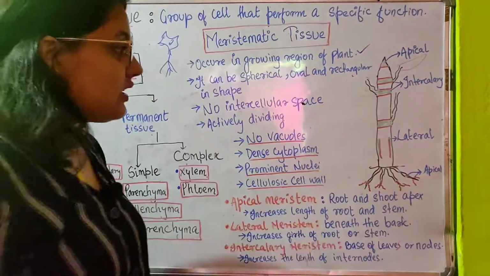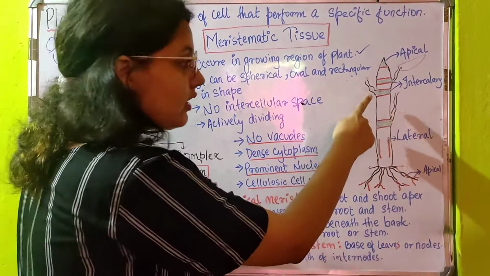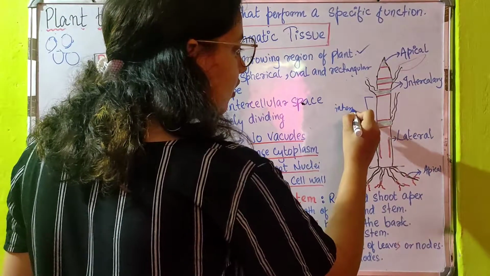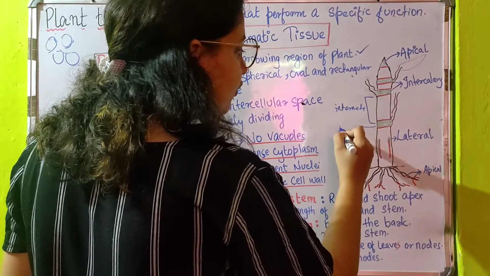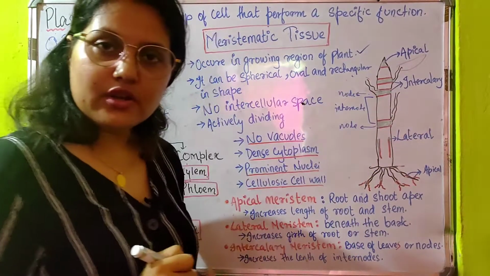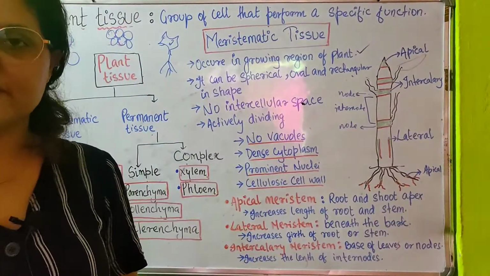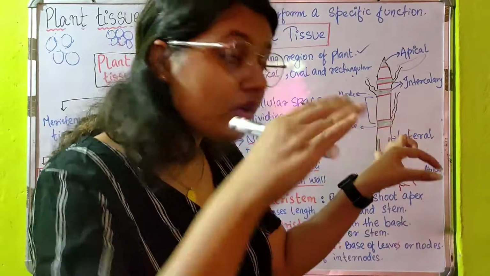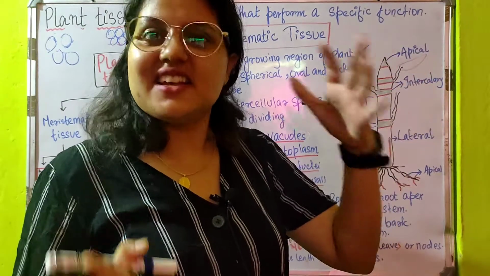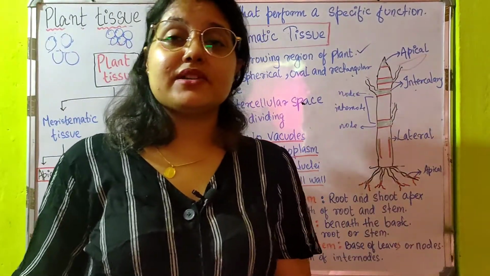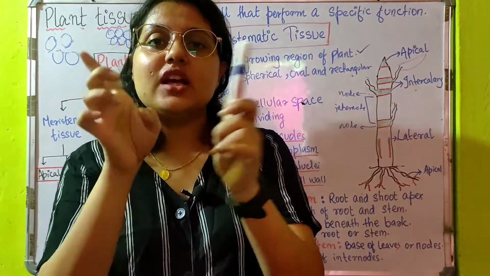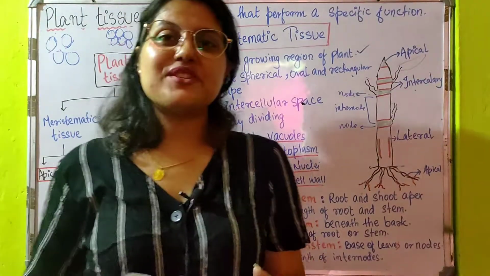What are internodes again? If this is a node and this is a node, this part is the internode. All right, this is a node, this is a node, and this part is an internode. That means if the nodes keep on increasing, the internodes will also increase, right? That means the intercalary meristem is responsible for both the height as well as the formation of leaves and nodes. All right, this part is clear to you.